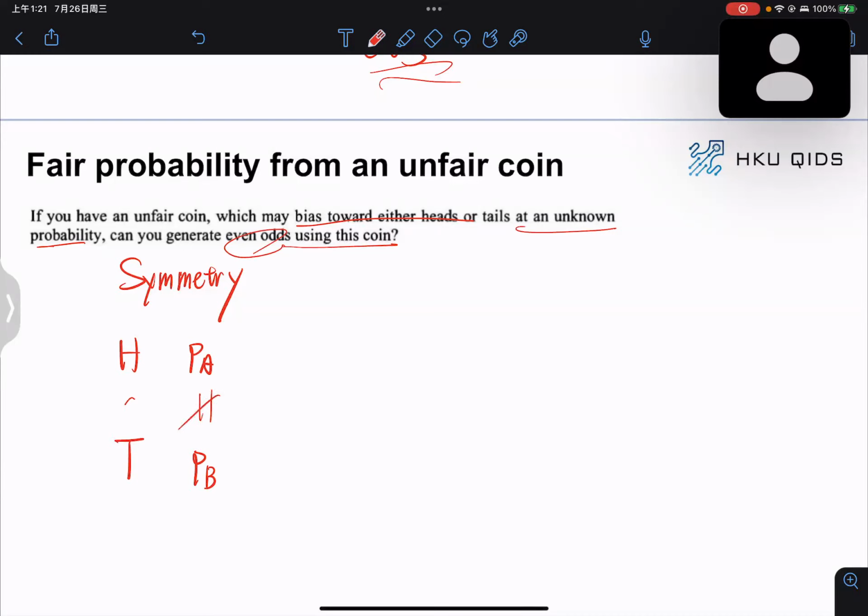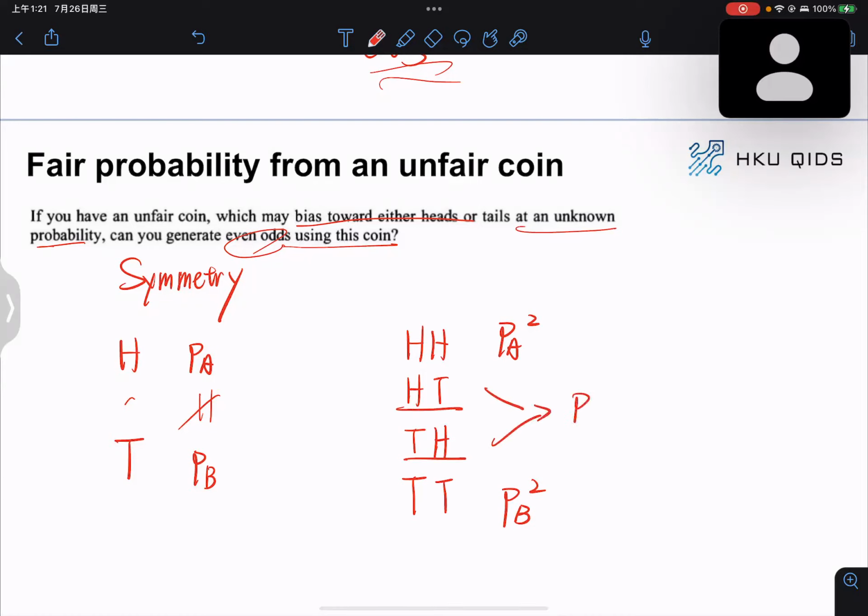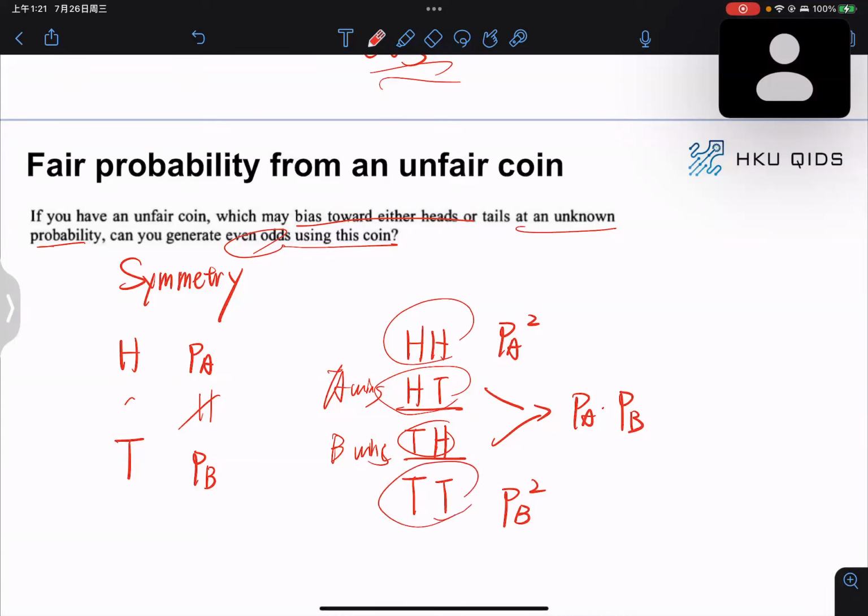But if I toss the coin 2 times, then we can get HH, HT, TH, and TT. So TT has a probability of PB squared. HH has a probability of PA squared. But for HT and TH, both of them have probability PA multiplied by PB. So we can now design a game, right? As long as I get a head and then a tail, A wins. But if it's a tail followed by a head, then B wins. And if both are heads or both are tails, then no one wins.